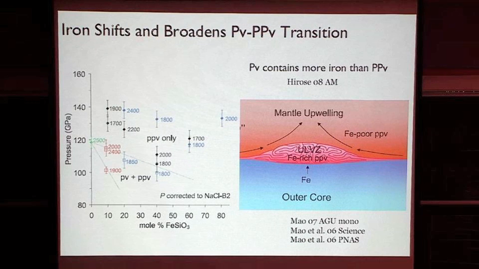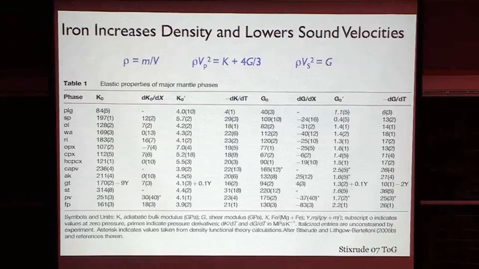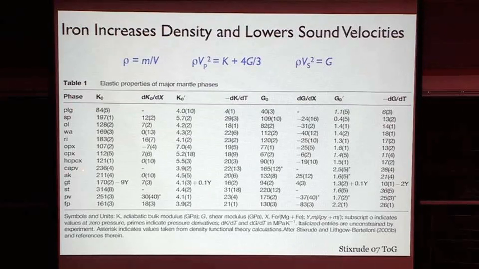So just to look at this effect of iron again as a whole, this is a table from Stixrude's review article in Treatise on Geophysics, and we have a whole bunch of different minerals: plagioclase, spinel, olivine, wadsleyite, ringwoodite, and this is HP-CPX, this calcium perovskite, akimotoite. This is a different composition when you have enstatite composition, garnet, stishovite, perovskite, ferropericlase. So you see all these things.